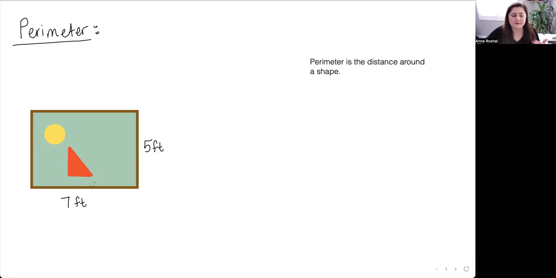So we know that if this is 7 feet long, this is also going to be 7 feet long because in a rectangle, the opposite sides are the same length, right? I'm going to have 7 feet there. And we know that if this is 5 feet long, this is also going to be 5 feet long. And so when we find just the distance around that shape, we're just going to take the 5 feet plus the other 5 feet plus the 7 feet plus the other 7 feet, and ta-da, once we add that all together, we're going to end up with the total answer.